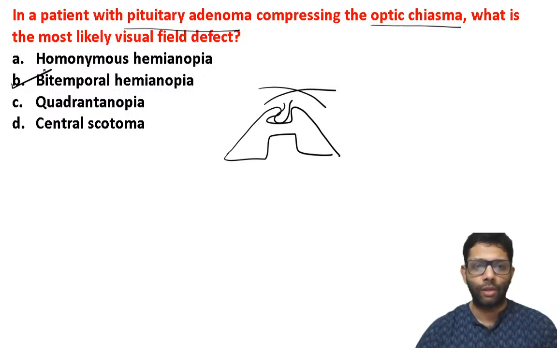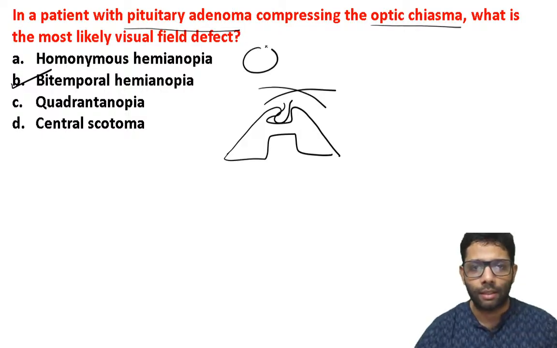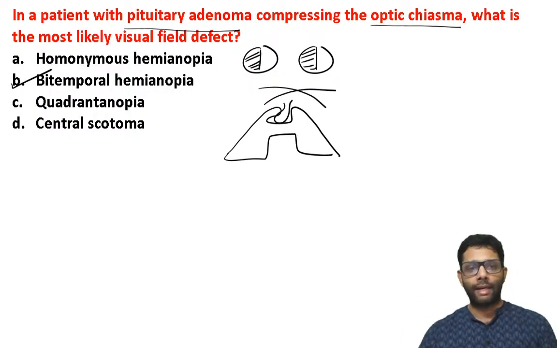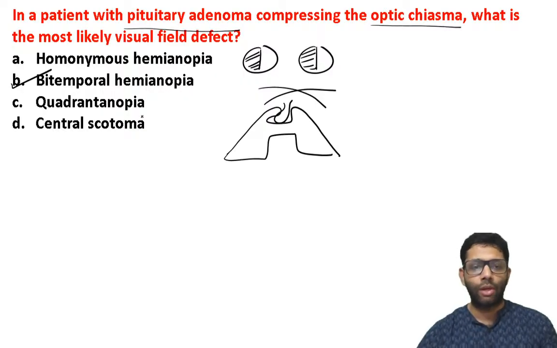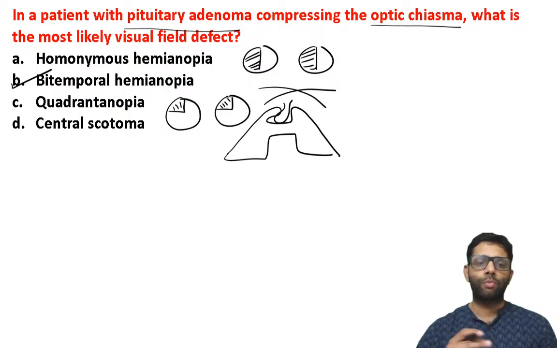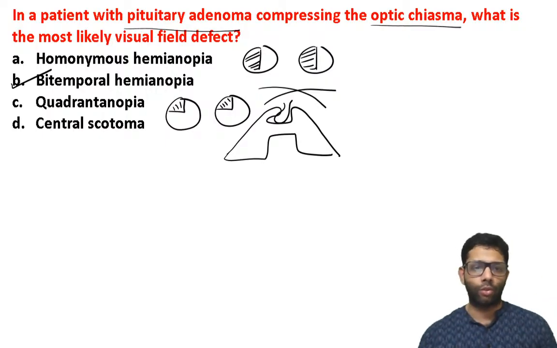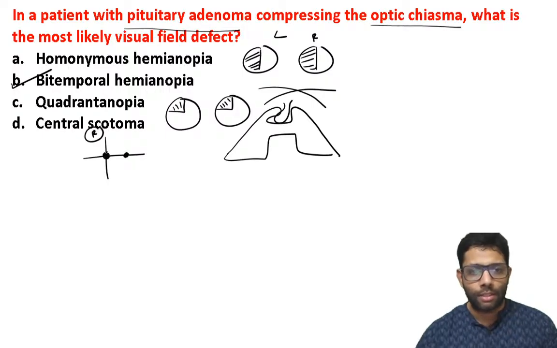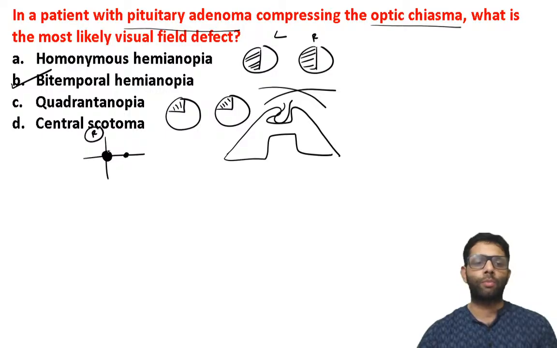That is the answer. Homonymous hemianopia is seen like this, and this is the lesion when there is some lesion behind the chiasma on the right side. This will be a left homonymous hemianopia, for example. Quadrantanopia will be seen either in a temporal lobe lesion or in a parietal lobe lesion. In the temporal lobe, superior quadrantanopia; in the parietal lobe, inferior quadrantanopia. Now central scotoma: visual field always has to be represented as the patient's view. So this is the right visual field, this is the left visual field. This is the right visual field because this is the blind spot. This is central scotoma, seen in optic neuritis and optic neuropathies.